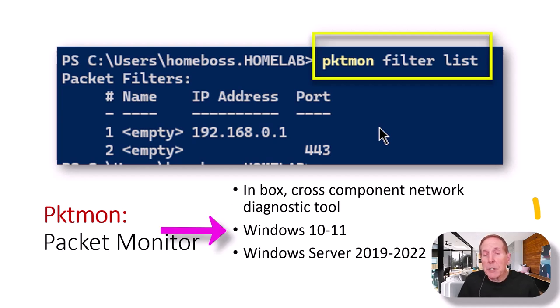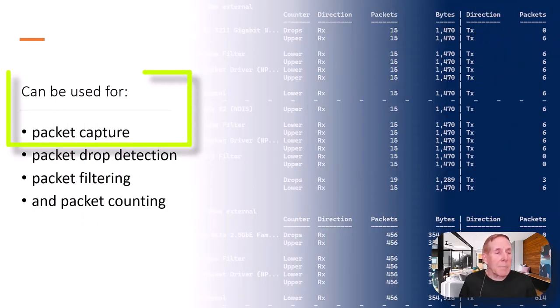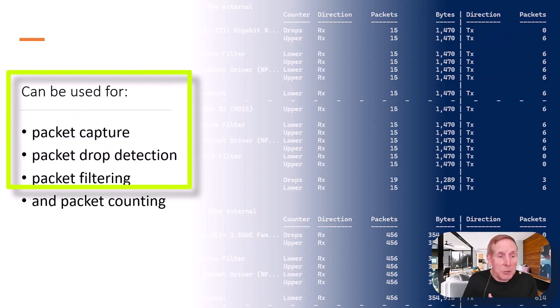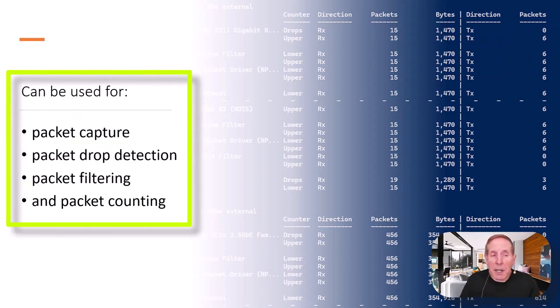Now, Packet Monitor is an in-the-box cross-component network diagnostic tool. It ships with Windows 10 and Windows 11. It's also in Server 2019 and Server 2022. Packet Monitor can be used for packet capture, packet drop detection, packet filtering, and packet counting.